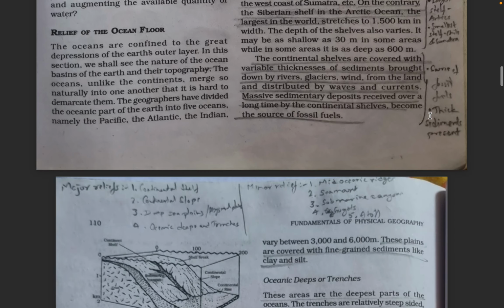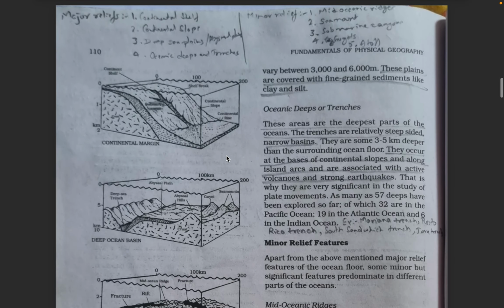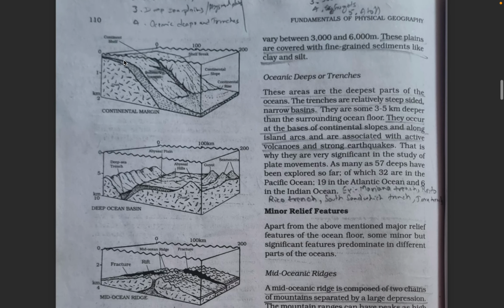So let me show you how they are. So this is the continental shelf. From here, this is land. It is mean sea level, and after that, this area is the continental shelf, and this is the continental slope, and this is the abyssal plain that starts later.